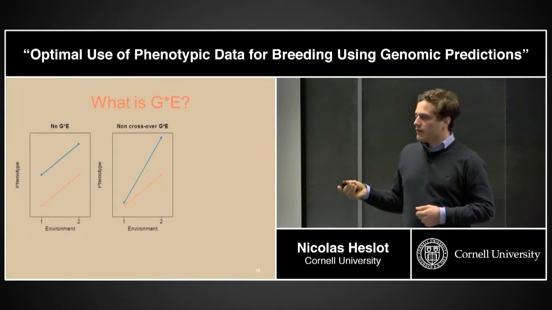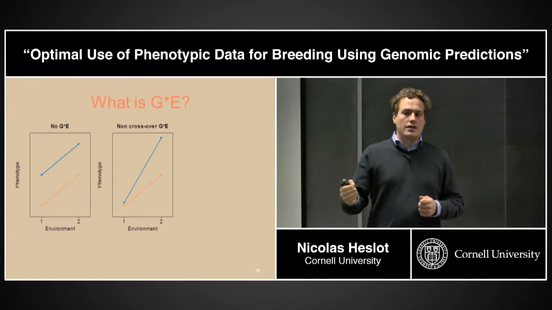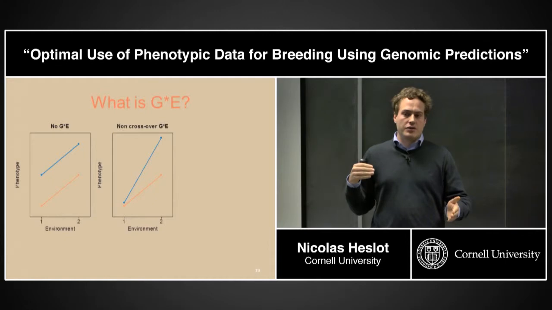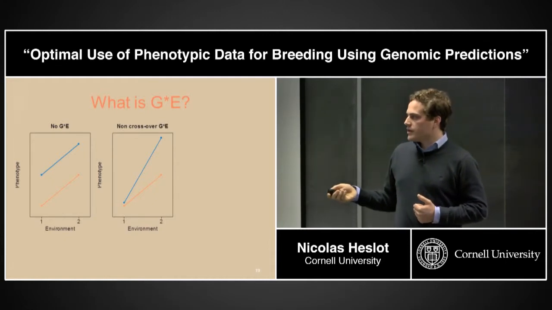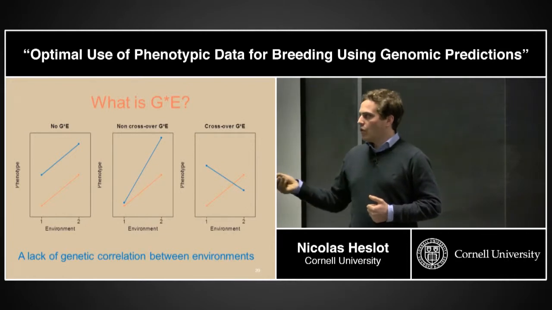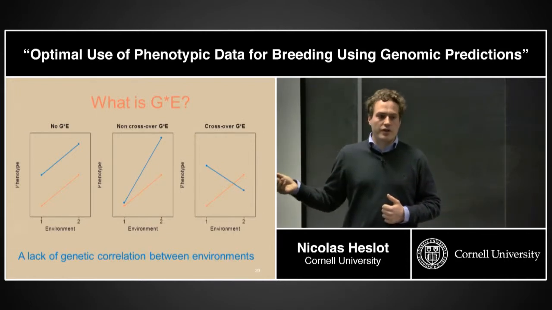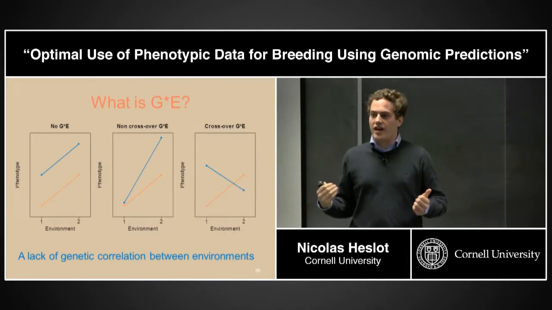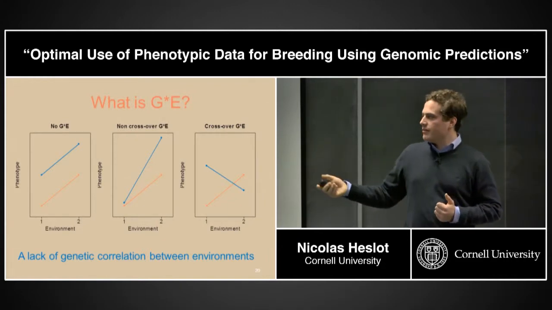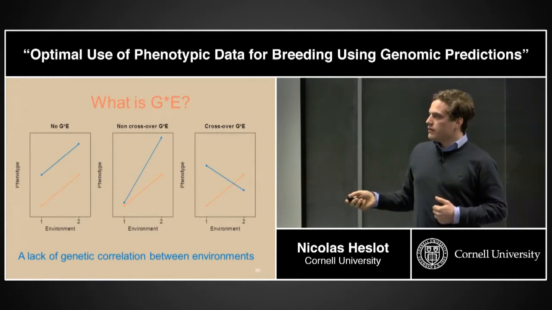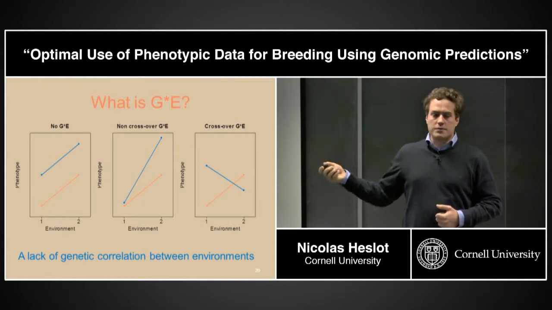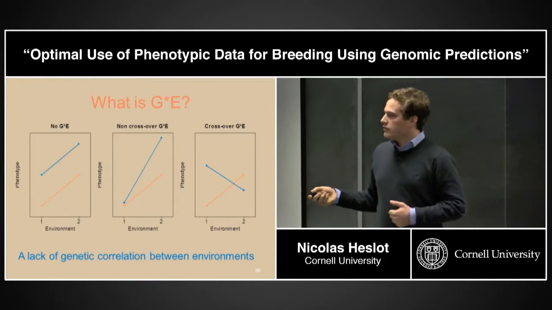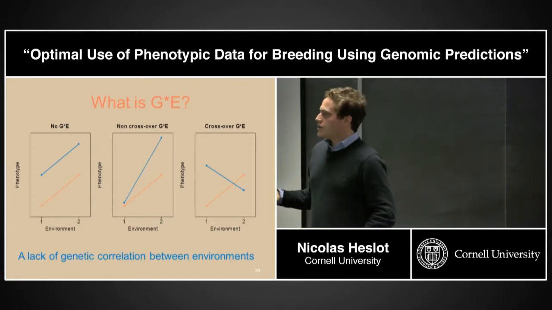You can also have what we call non-crossover G/E. That is, there's a difference of scale between environments, but the ranking of genotypes is not affected. So it's not too troublesome for breeding. And then we have a worst case scenario, which is also the most common, what we call crossover G/E. That is a change of rank of genotypes, which means that there is no one best performing genotype everywhere, which is problematic for selection.